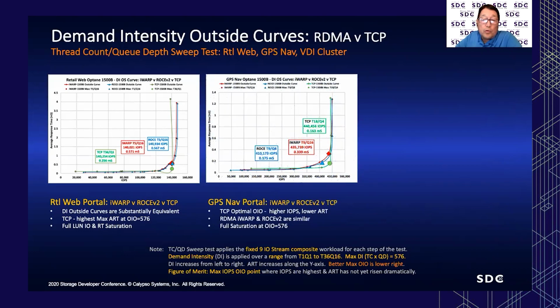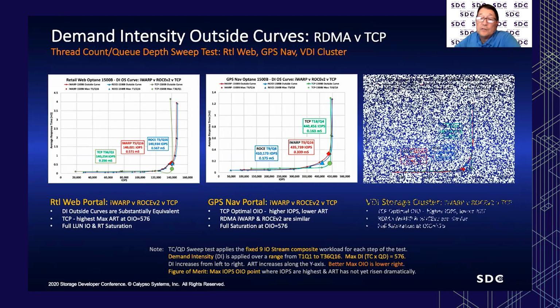Looking at a GPS nav portal workload, you can see that all 3 transports have very similar DI outside curves, again with TCP having the best lower right-hand corner positioning. So lower right-hand corner means more IOPS and lower response time. Comparing to the retail web portal, you can see we're having almost 450,000 IOPS for the GPS nav workload versus only 140,000 for the retail web. So this is due primarily to the IO stream content. Remember, we said the GPS nav has smaller IO streams that are in the narrower range, and we have a wide variety for retail web, 64K all the way down to half K.